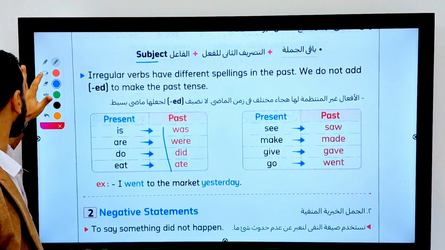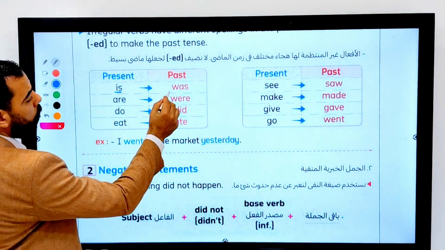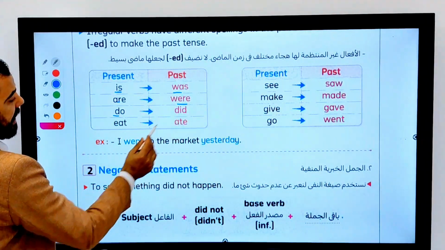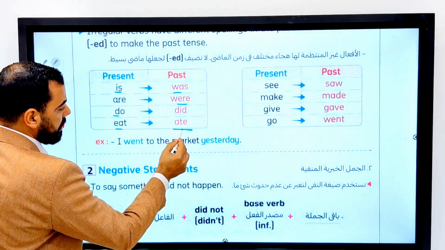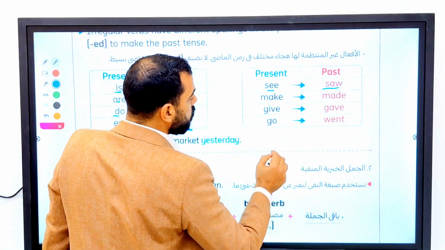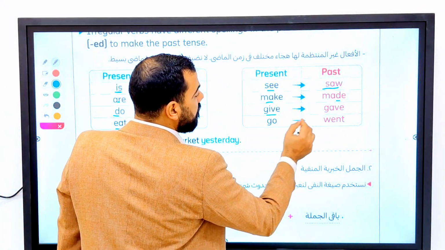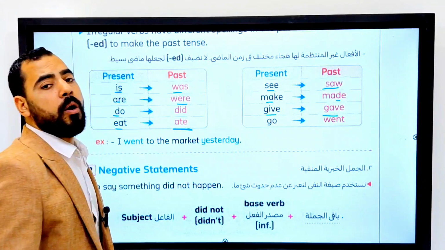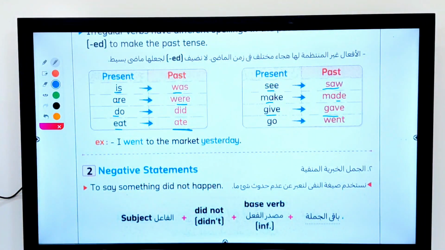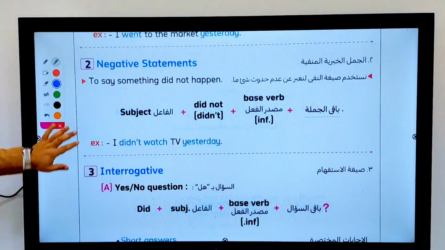For example, is in present, was in the past; are, were; do, did; eat, ate, like number 8; see, saw; make, made, we change K into D; give, gave; go, went. For example, I went to the market yesterday. Okay, so this is the past simple tense with regular and irregular verbs.